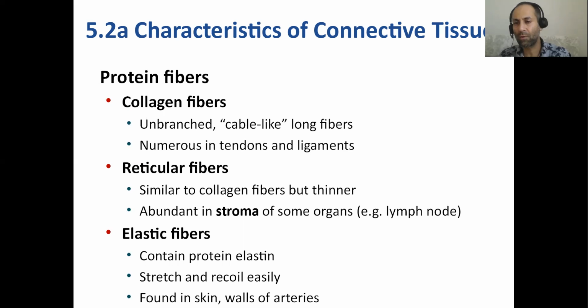Reticular fibers, the word reticular means like a mesh or a network, like a fish net. So reticular fibers are thinner, kind of like collagen fibers, but not as strong, and they're found in the surrounding capsules of some organs, also called the stroma of those organs, like lymph nodes and spleen. Elastic fibers, the name tells you all, right? They're elastic, so they can stretch and recoil easily. These are found in your skin and the walls of your arteries.